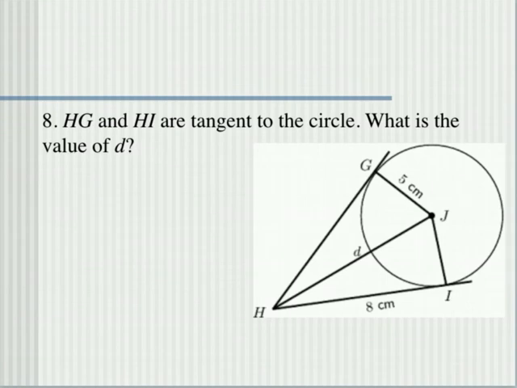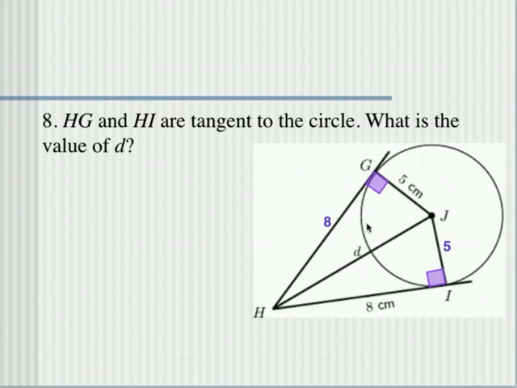Last problem. So they're telling us here that segment HG and HI are tangent to the circle, and they're asking for the value of segment D here. So the fact that HG and HI are tangent to the circle tells us a couple things. It tells us that they make a right angle where they hit the circle, and they also tell us that these segments are equal due to theorem 12.3. If this is 8, then this is also 8. And we also know that a radius in a circle is the same length no matter in what direction you draw it. So if this radius is 5, so is this radius.